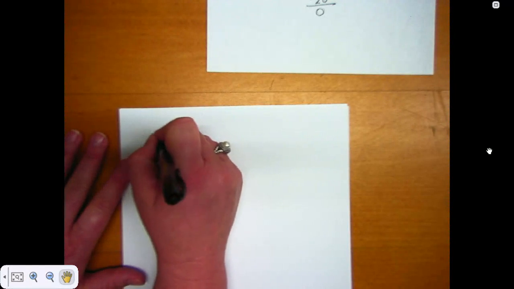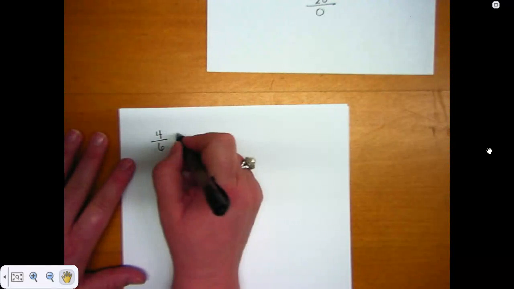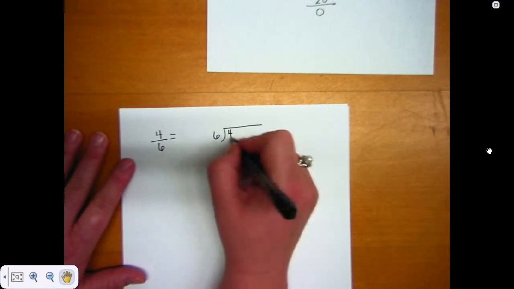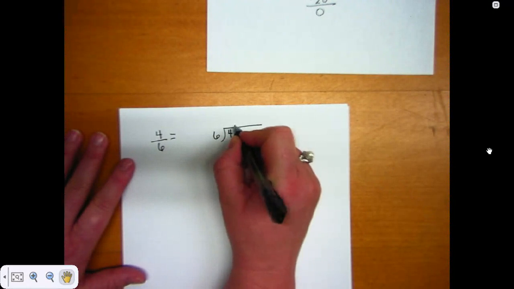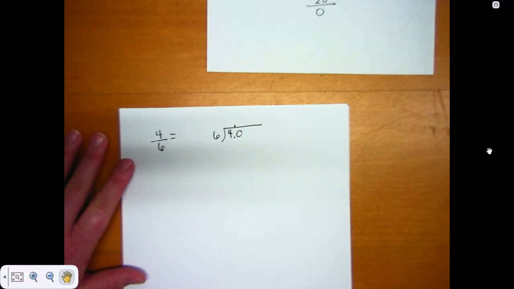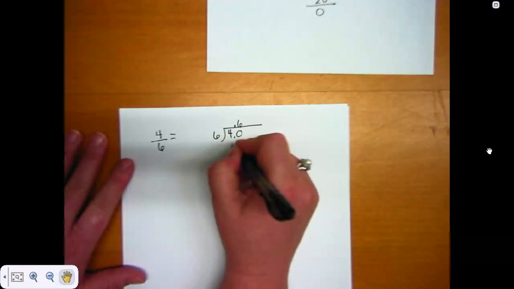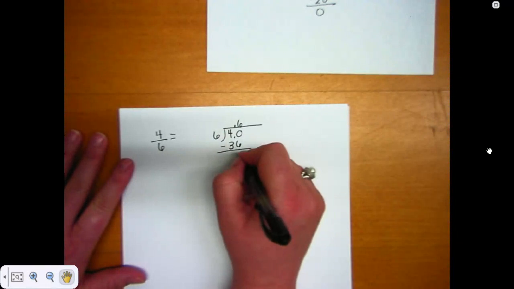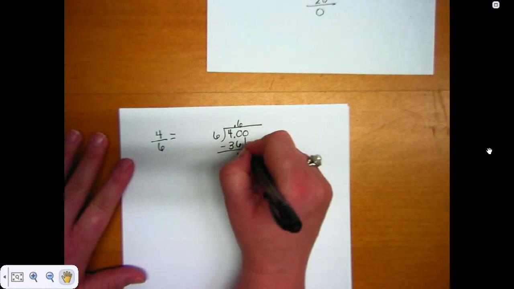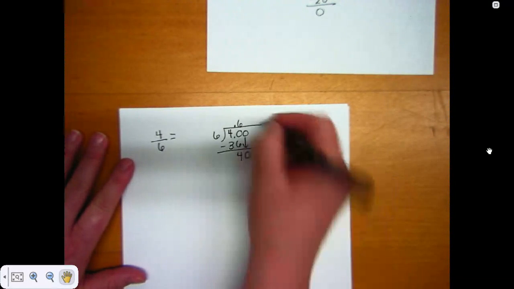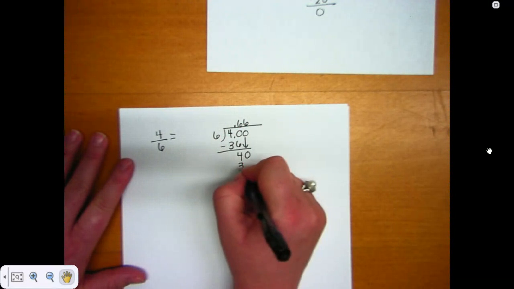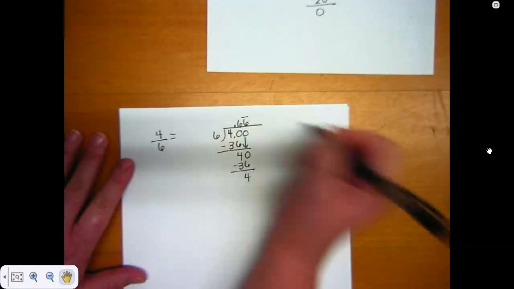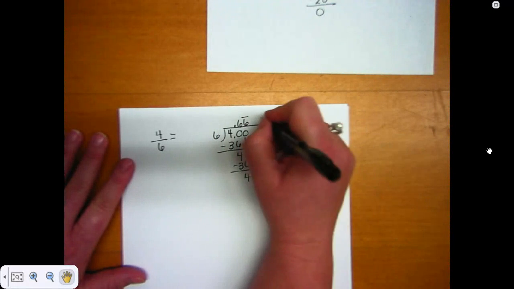Let's show one that would be repeating. Let's do 4/6. So I'm going to write that just like I would say it: 4 divided by 6. Go ahead and put your decimal. Bring it on up. 6 will go into 40 6 times. 6 times 6 is 36. 40 minus 36 is 4. Add your 0. Bring it down. 6 will go into 40 6 times. So you're going to keep getting 4 over and over and over. So this is going to be a repeating decimal.